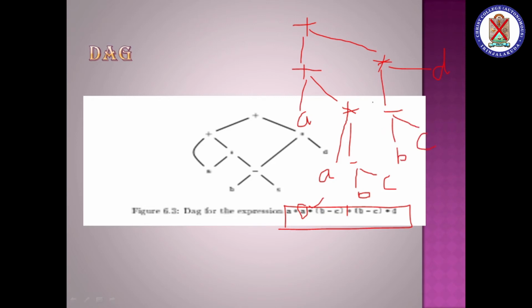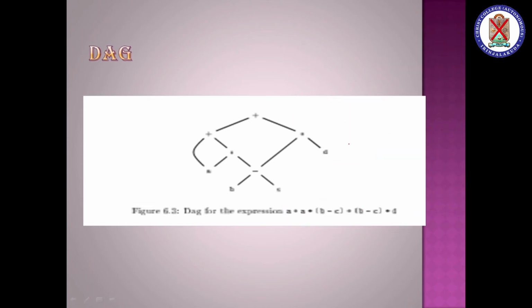So look at this syntax tree or parse tree. Here B minus C is repeated, isn't it? B C here, B C here. It has been repeated. Look at here, A is also repeated. So what is the meaning of that? This expression is common, that is, B minus C is common. That is a common sub-expression in an expression. So I am now removing it.